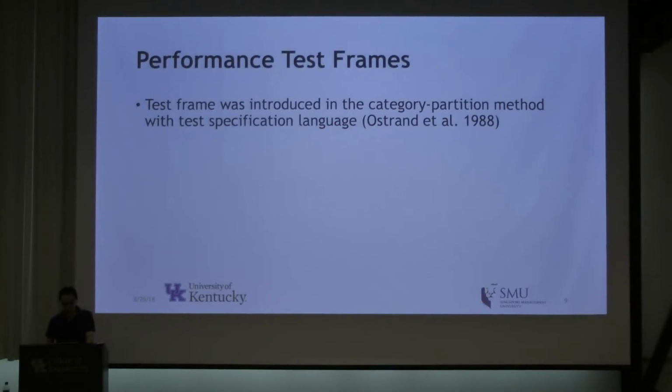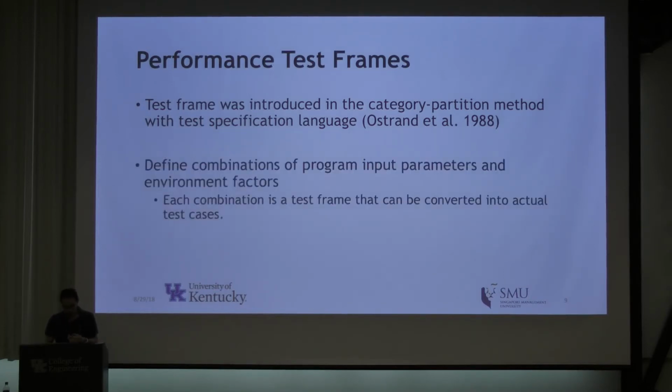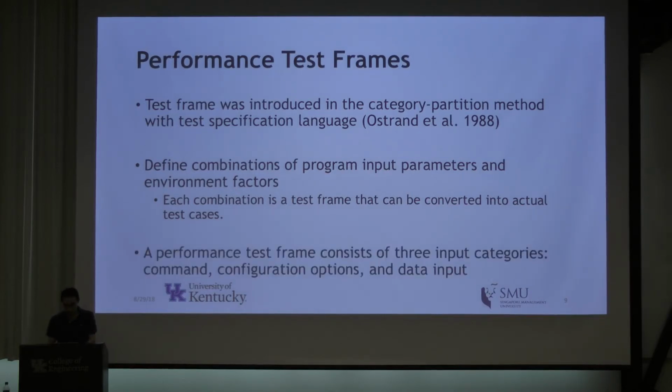The test frame was first introduced by Ostrand in 1988 in the category partition method with the test specification language. This technique defines the combination of the program input parameters and its environment factors. Each combination represents a set of data inputs that can later be converted to actual test cases. In our case, a performance test frame consists of three input categories: commands, configuration options, and data inputs. So what we normally see is a test frame like this.